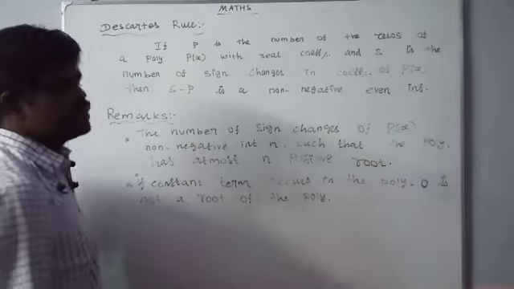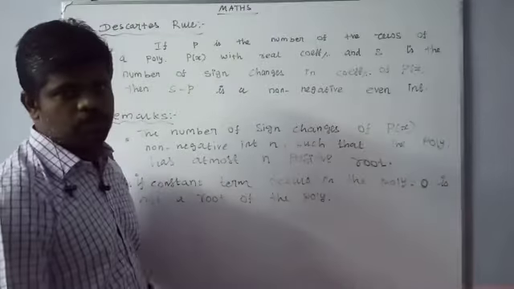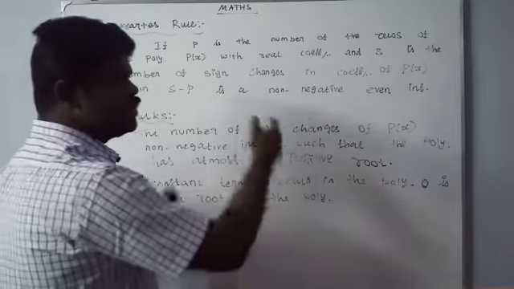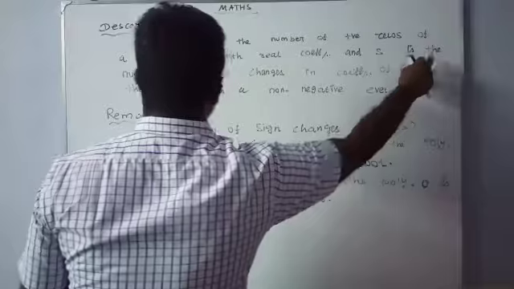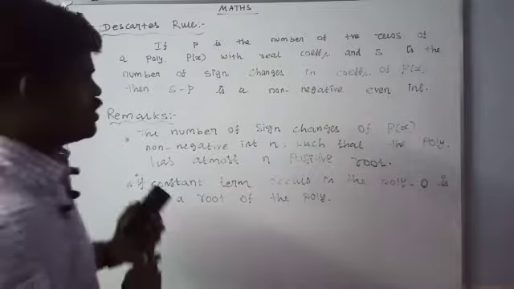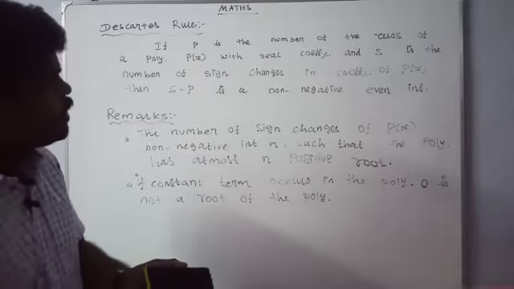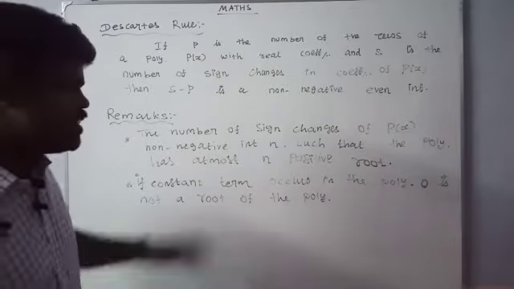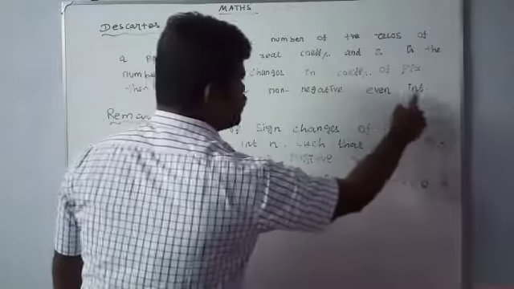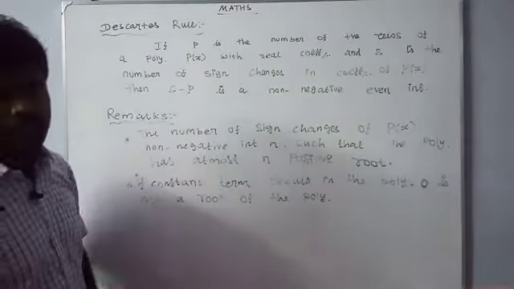What does it say? Suppose p of x is a polynomial. Here p is the number of positive zeros. We know the number of positive zeros. How to find it? We will discuss with a sum. And s is the number of sign changes. The number of sign changes may be a positive number, 1 or 2. And how to find the sign changes? We are discussing that with the sum also. Now, s minus p is a non-negative even integer. Right? Okay, I will explain it in detail with the sum.